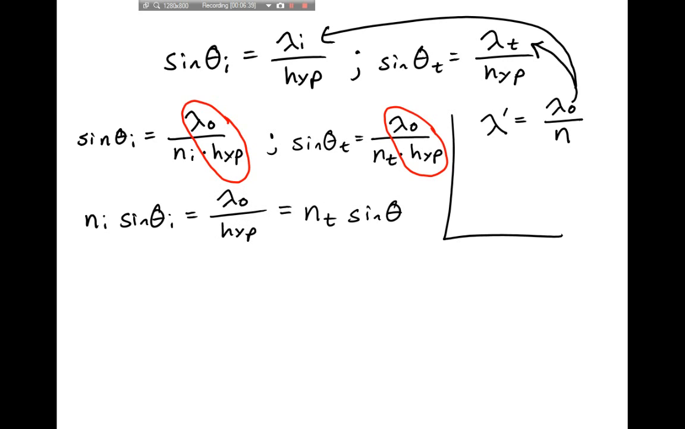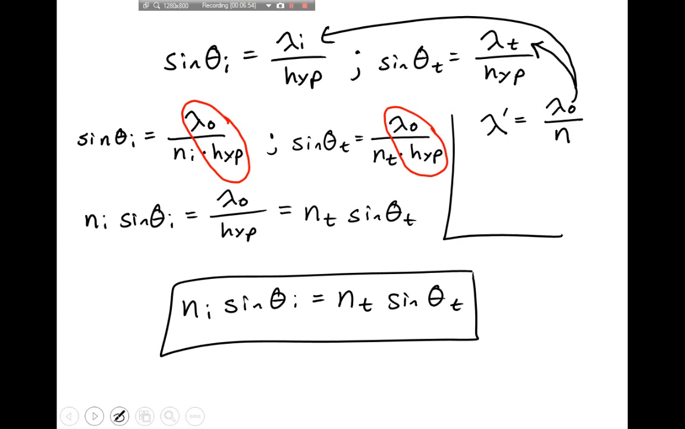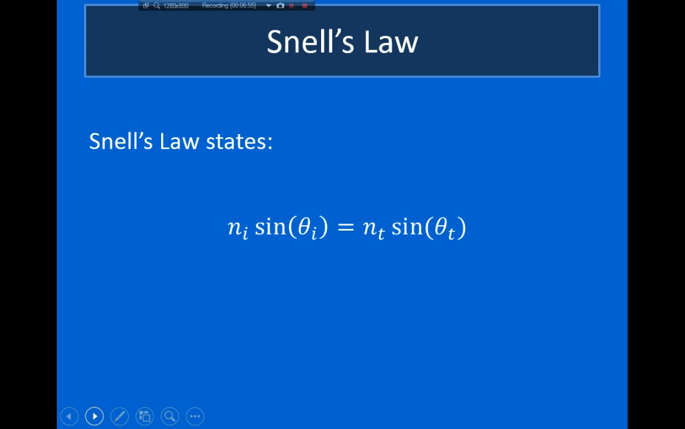So what I'm left with is that the index of refraction of the initial material times sine of the angle of incidence is equal to the index of refraction of the transmitted material times sine of the transmitted angle. And this is called Snell's law. So basically, Snell's law relates the angle of incidence to the angle of transmittance.